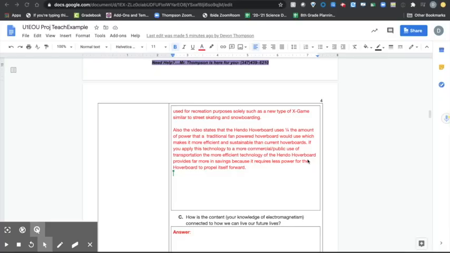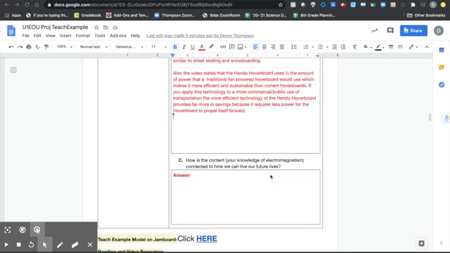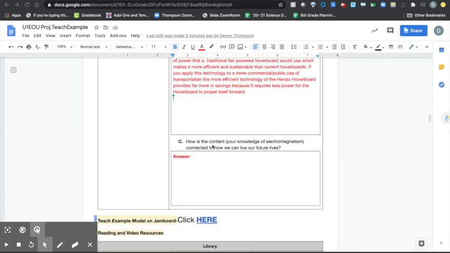Great, so now we want to think about the last question, part C. How is this content, which we're talking about, like what you know about electromagnetism and all of the forces we've talked about, the two that comprise electromagnetism, which are electric and magnetic forces, using your knowledge of that, how is this content connected to how we can live our future lives? And here's kind of the thinking that I have for that specific question.